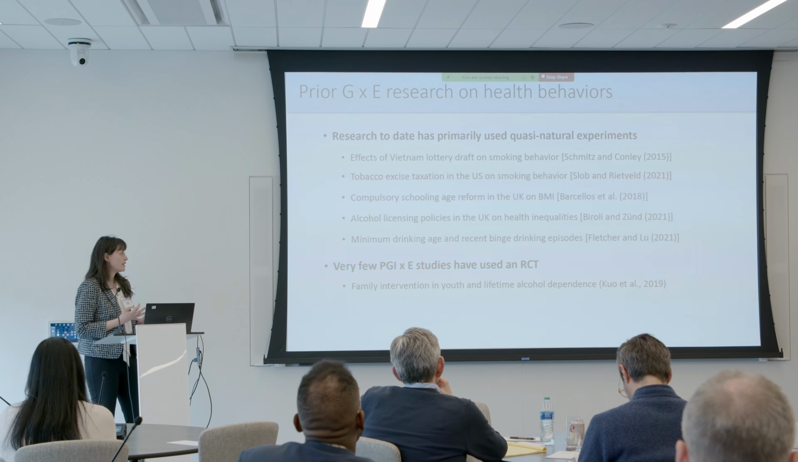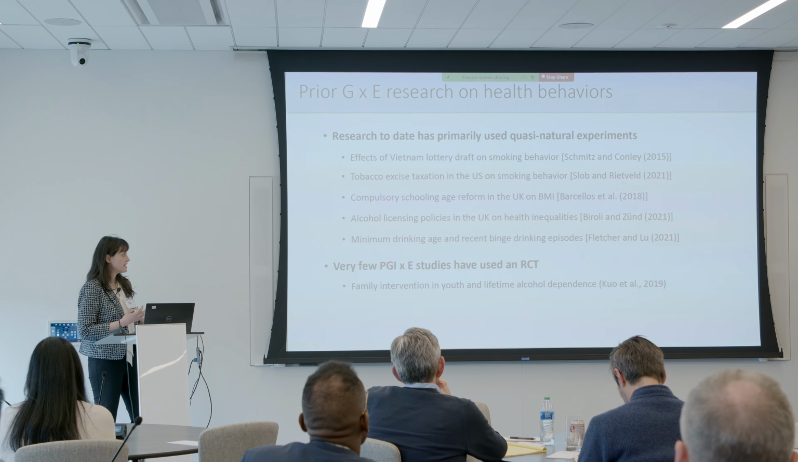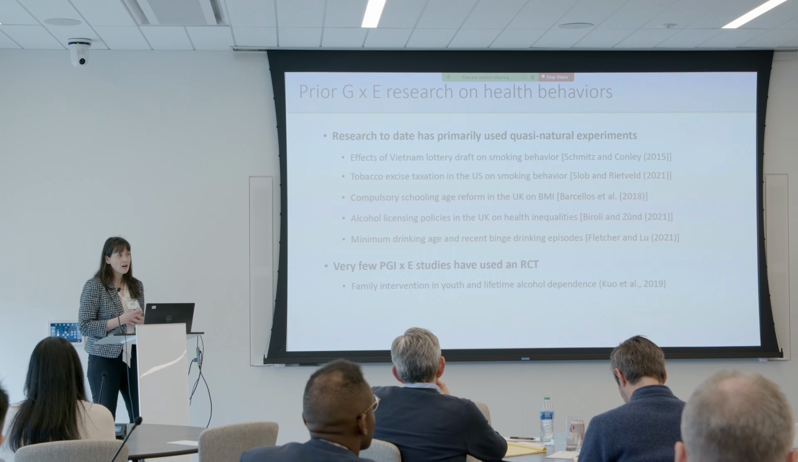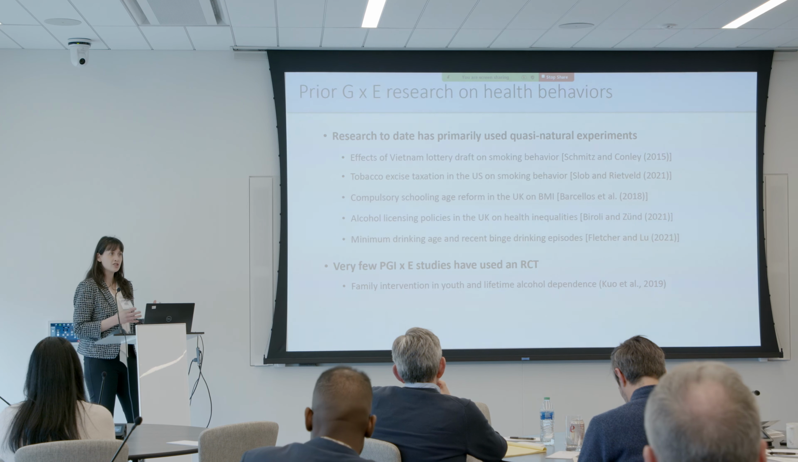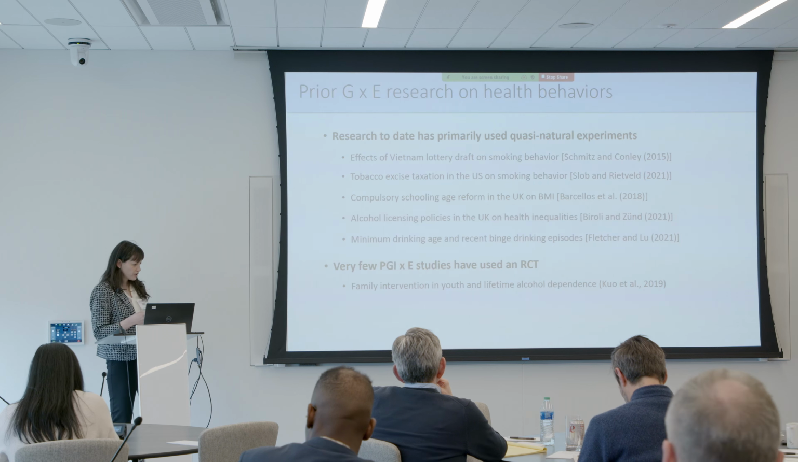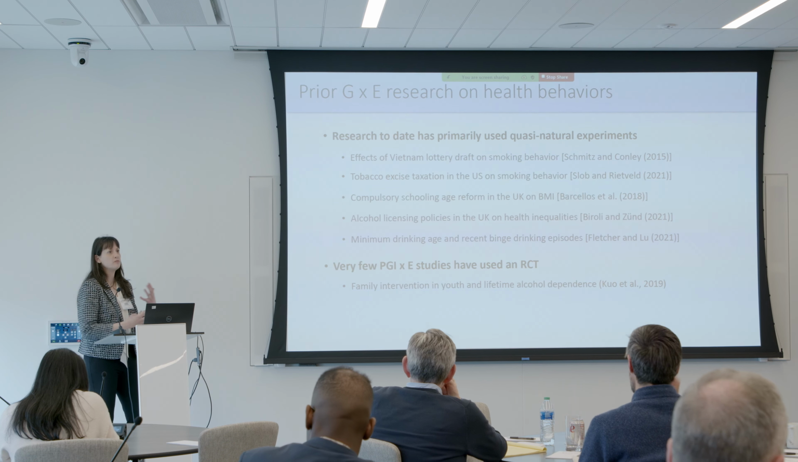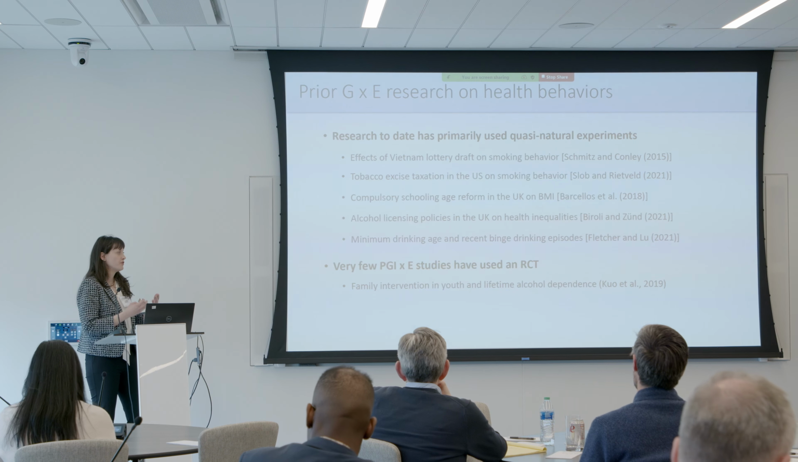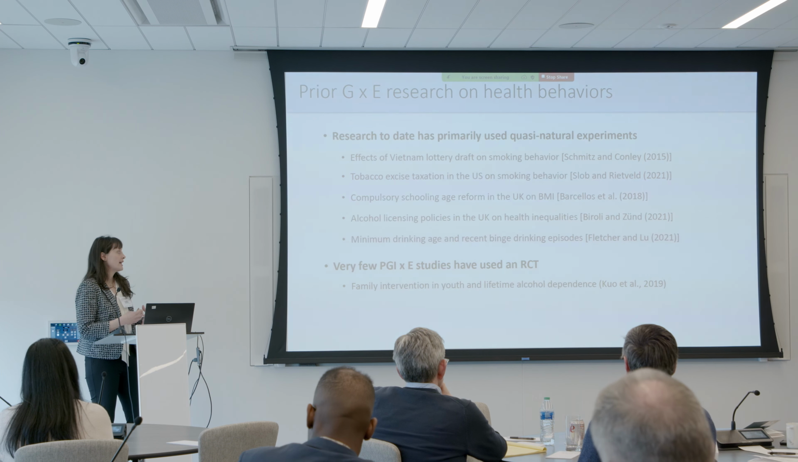But as far as we could find, there are very few PGI studies to date that have used an RCT. We did find one interesting paper by Daniel Dick and colleagues, showing a family intervention, a randomized controlled trial in youth, to help families better communicate with youth who were identified as high risk behaviorally. They did see that for youth with a high PGI for alcohol use disorders, because of this intervention in adolescence, they were less likely to become dependent on alcohol about 15 years after that intervention. So some interesting evidence there as well.